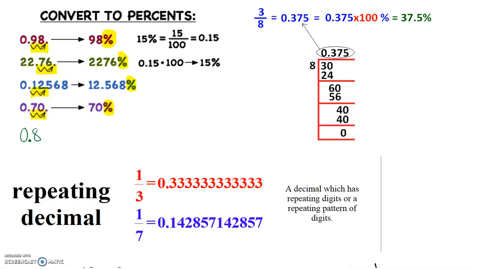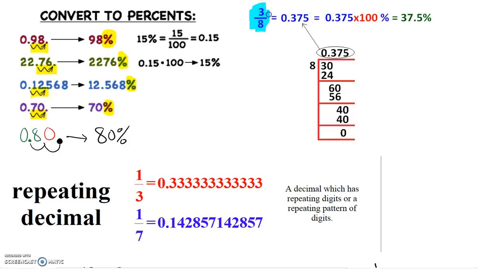Now, what happens when you have something like this? 0.8. Same idea. We're going to go 1, 2. Here's our new decimal point. Remember, if we have a missing gap, we have to put in that 0. So, in this case, we will go to 80%. There it is.